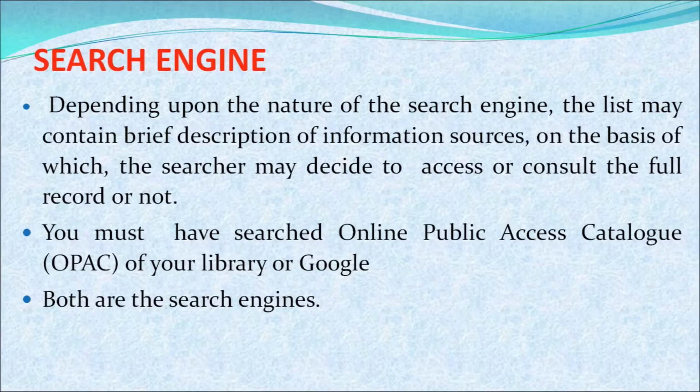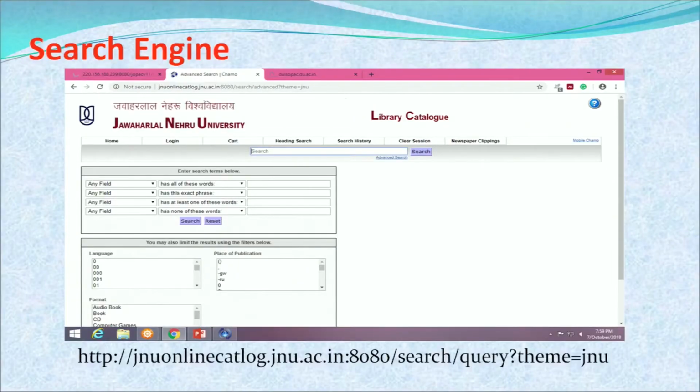Everybody must have searched on the online public access catalog, that is OPAC, in your library, or a Google search engine, which is commonly used. Now, we have given you a screenshot from the Jawaharlal Nehru University library catalog, which is available online, and the address is also given. In this, you can search their books, whatever library database they have. These are the books available on their website.